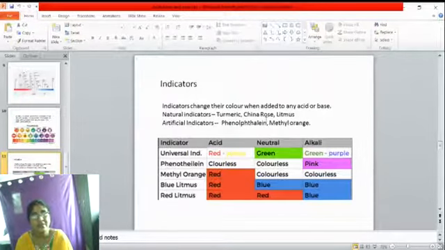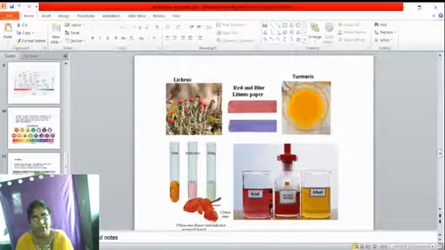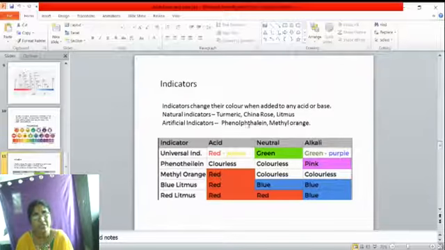It is nothing but the hibiscus, the hibiscus flower. Whereas artificial indicators are phenolphthalein as well as methyl orange. So this is about the indicators. We'll learn more about these indicators in our next videos. Till then, bye.